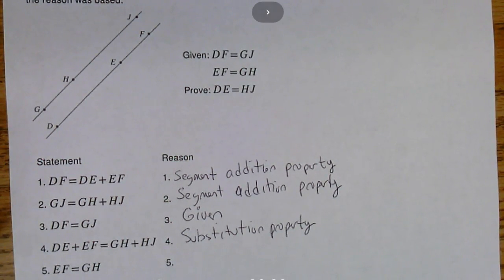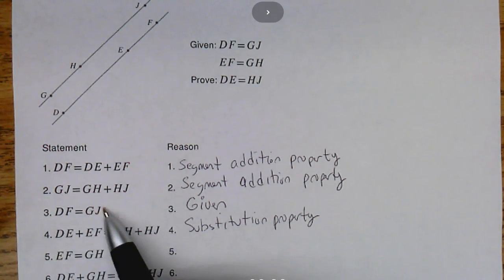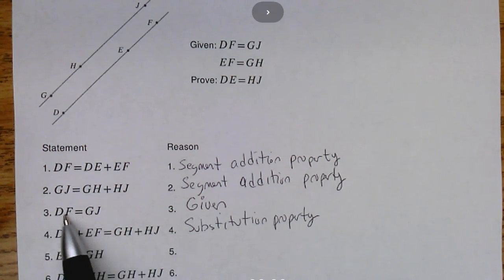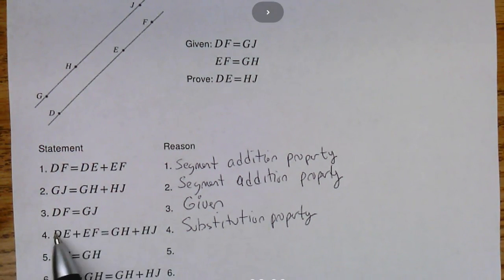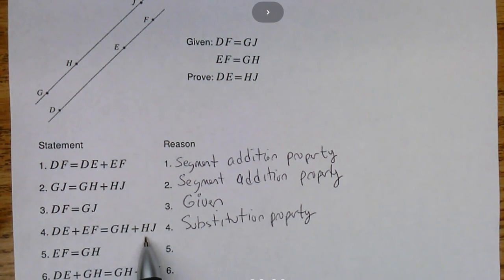And this one, though, is based on something, right? So it's based on the given, line 3, because we know these two lines are equal to each other. So if these two line segments are equal to each other, then their little shorter sections are also equal to the other two short sections as well.